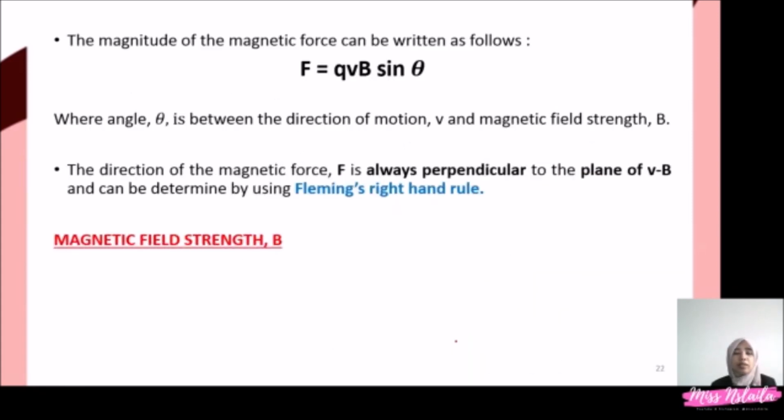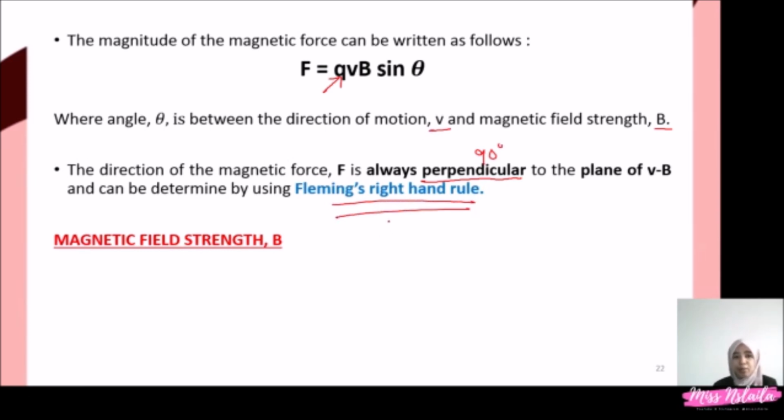So this is the equation for magnetic force on a moving charge. You can only use this equation when there is a moving charge because we need to use Q. Angle theta is the angle between V and B. The direction of F is always perpendicular to the plane of V and B, based on the diagram just now. And you can determine the direction of F by using the hand rule.